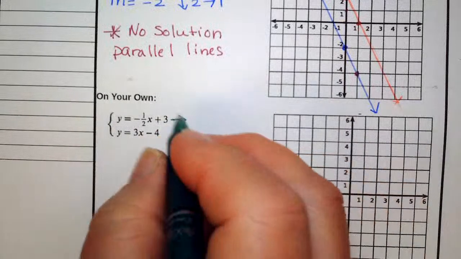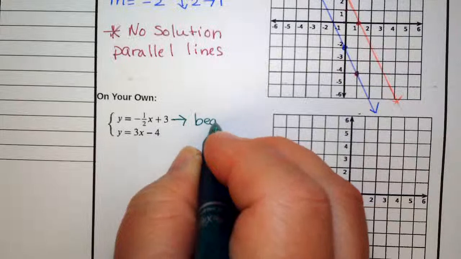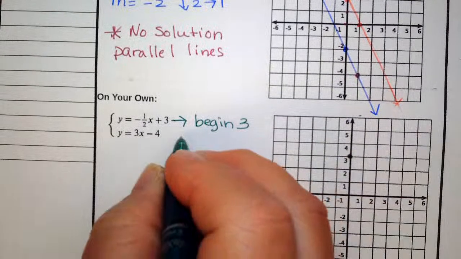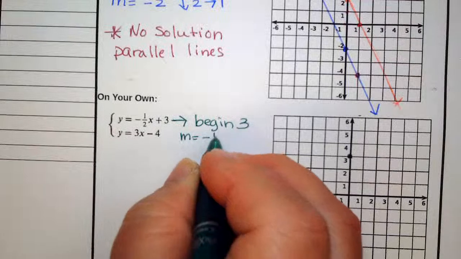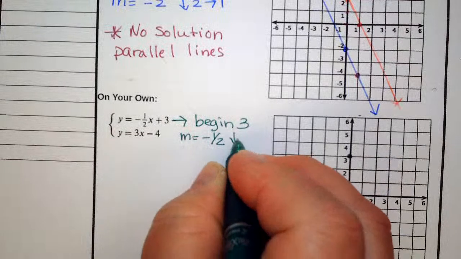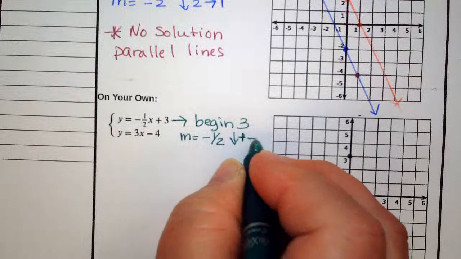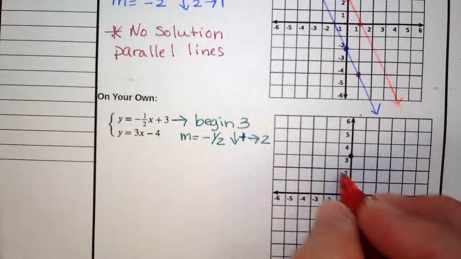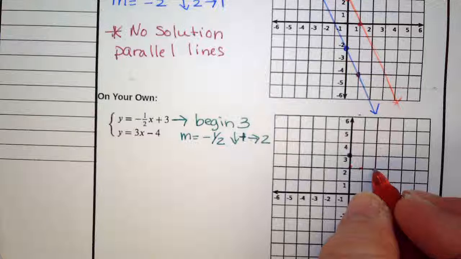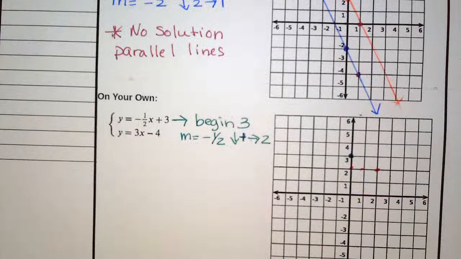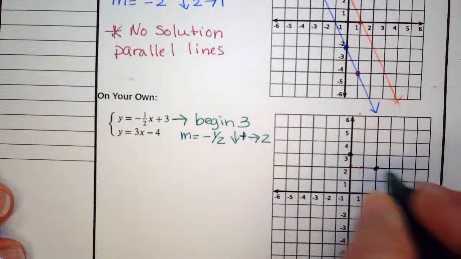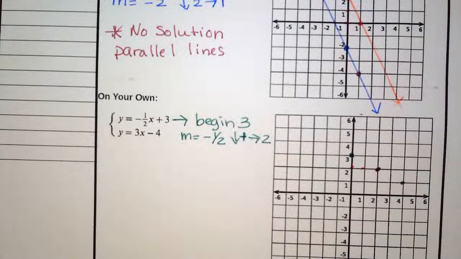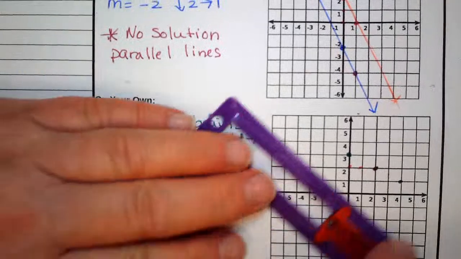I hope you tried. You begin at positive 3. Here's 3 on the y-axis. I move -1/2, which is down 1 and right 2. So I'm going to go down 1 and right 1, 2. Here is my point. Next point. I could keep doing that to find more points, and it would make my line a little bit easier to draw.